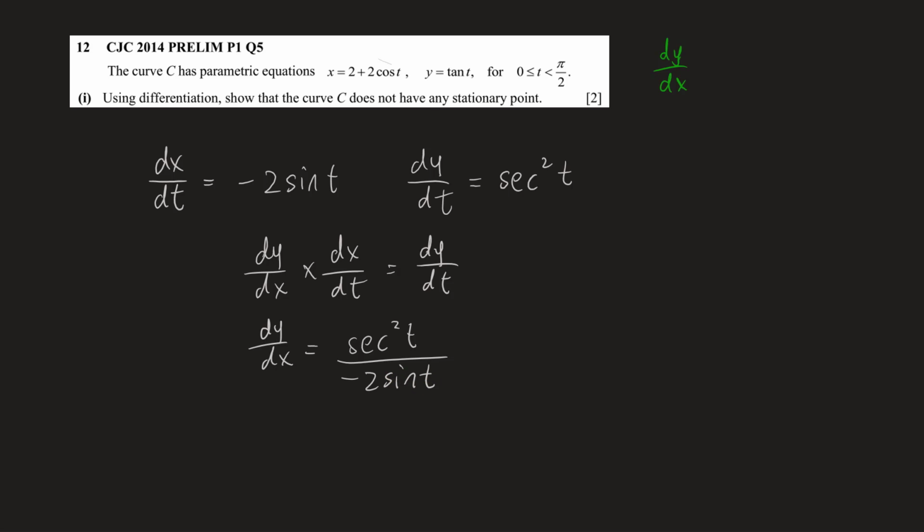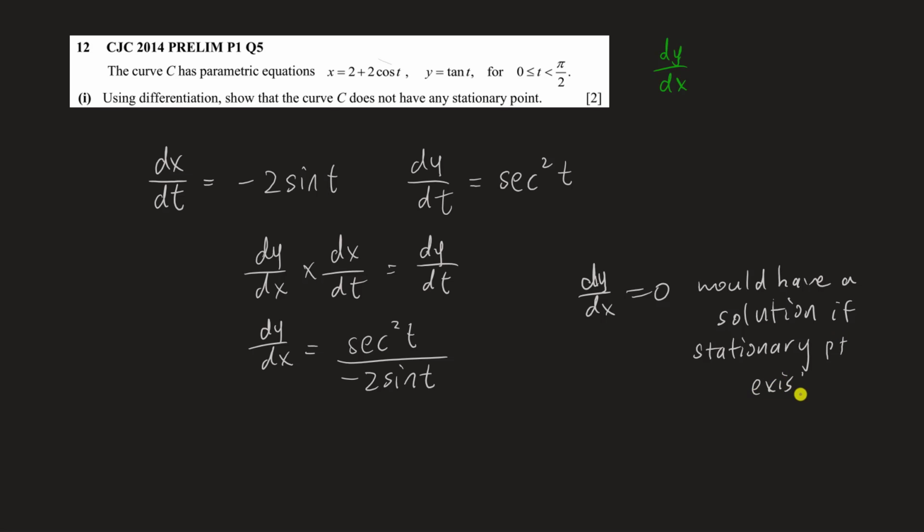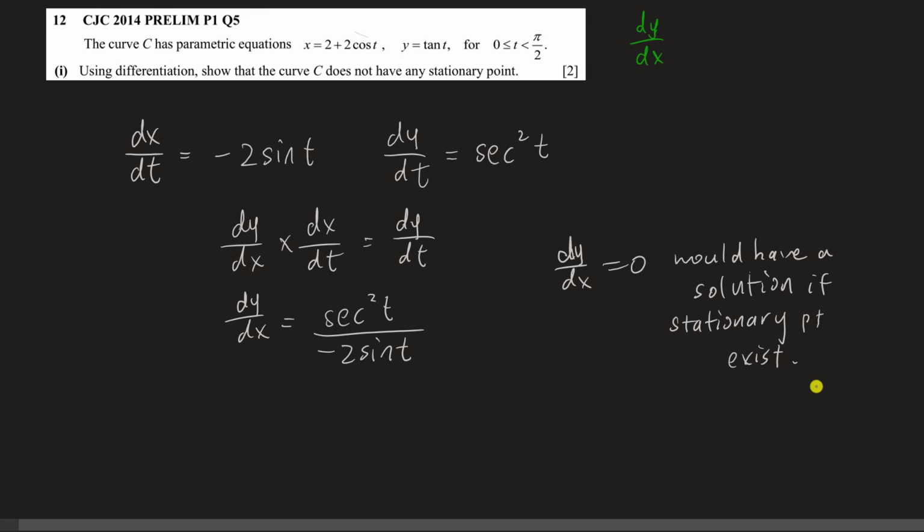So once we are here, if the stationary point exists, then dy/dx would have a solution, right? Would have a solution if the stationary point exists. So let's assume that it exists and let's try to find it. We should run into some problem because they want us to show that it doesn't exist. So doing this will run into some problem. So let's show the examiner that we will run into some problems here.